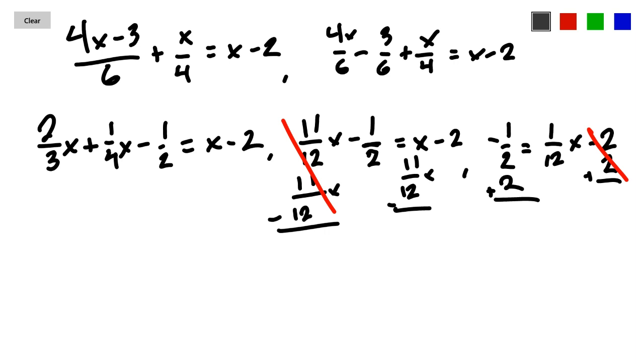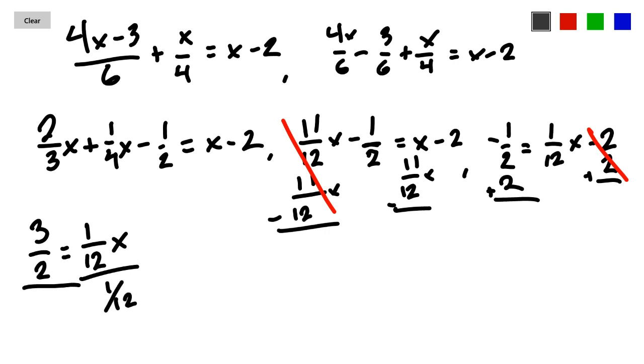So negative 1/2 plus 2 gives me a positive 3/2. And this is equal to 1/12 x. And so again, I'm going to divide both sides by 1 over 12. So I've got 3 over 2 divided by 1 over 12. This is going to give me 36 over 2. Of course, the 1/12s cancel each other, so I'm just left with an x, which gives me 18 is equal to x.